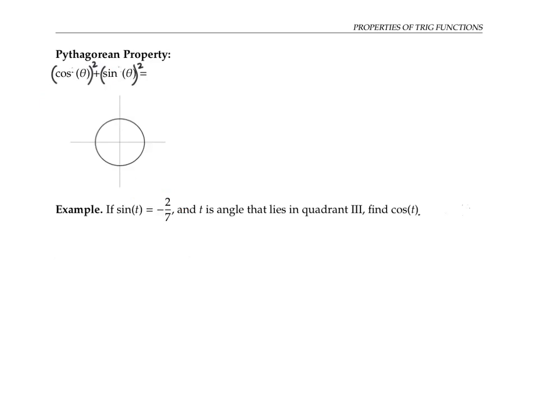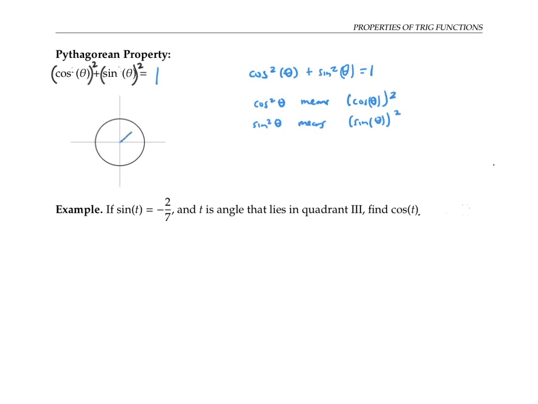The last property on this video is the Pythagorean property, which says that cosine of theta squared plus sine of theta squared is equal to 1. A lot of times this property is written with this shorthand notation, cosine squared theta plus sine squared theta equals 1. But this notation, cosine squared theta, just means you take cosine of theta and square it. This property is called the Pythagorean property because it comes from the Pythagorean theorem.